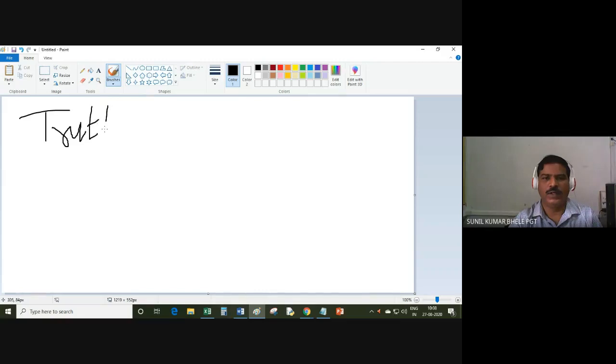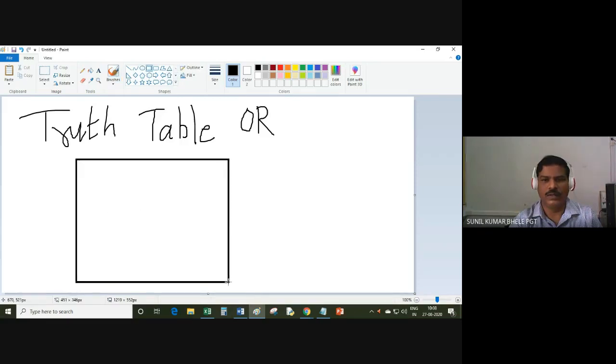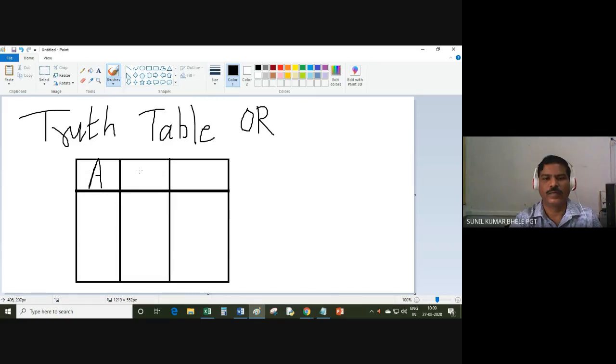You know that a truth table contains all the inputs and the output. Truth table of OR gate. Yesterday also you have drawn this truth table. So I am taking two inputs. There may be more than two inputs, but here I am taking two inputs, A and B, and the output is A plus B.